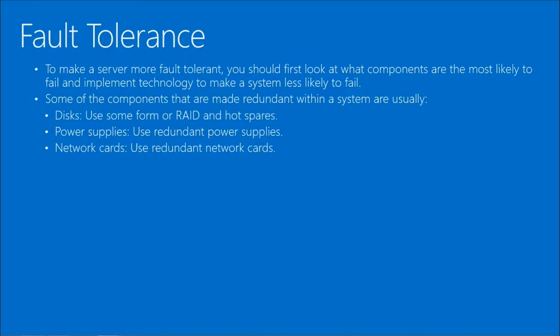So fault tolerance. To ensure a server is fault tolerant, you need to figure out what are the most needed components or what the possible bottleneck components could be, whether that's processor, network card, video card, whatever, and then ensure redundancy of those systems. Some components that they typically make redundant: hard drives, power supplies, network cards. These are all systems that you implement fault tolerance for to ensure that if something does fail, you have a rollover that you can still use.